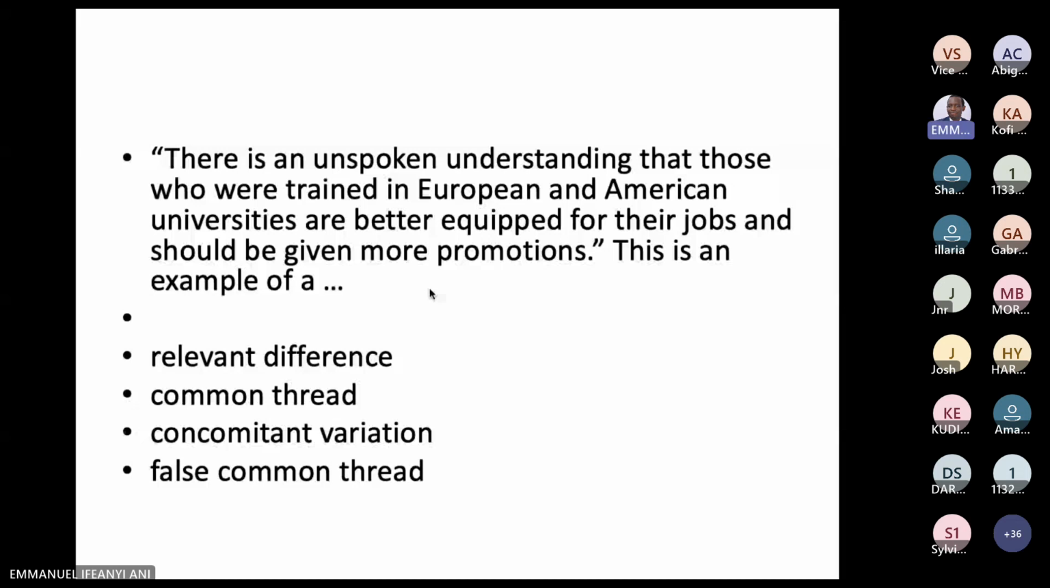Now, remember that when we talk about relevant difference, we are talking about something that is different from others. So in this case, what are those others? And what is that thing that is different from others?